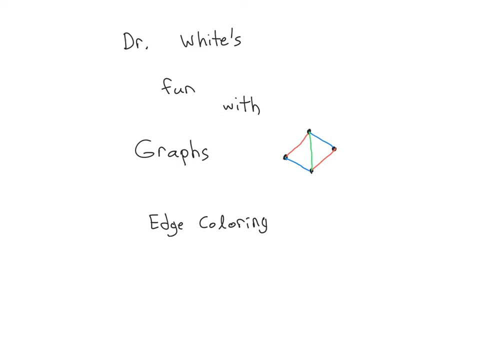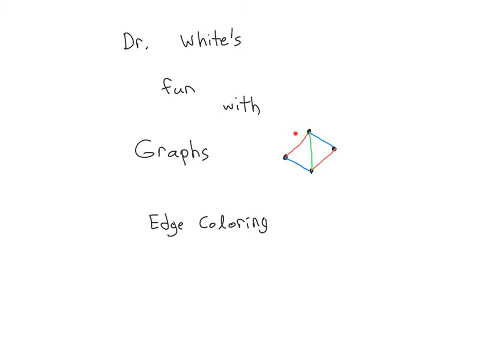This time on Dr. White's Fun with Graphs, we are going to talk about edge coloring. So an edge coloring is different than a vertex coloring. Here we're assigning colors to the edges of a graph such that incident edges get distinct colors, where a pair of incident edges are two edges that have a vertex in common.